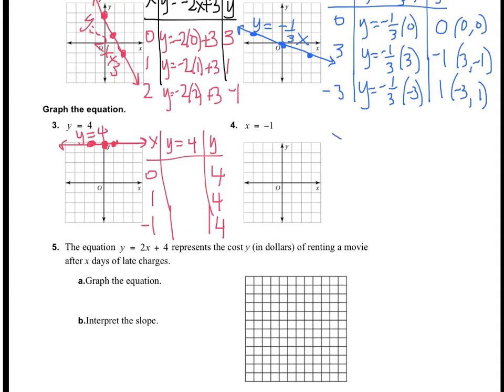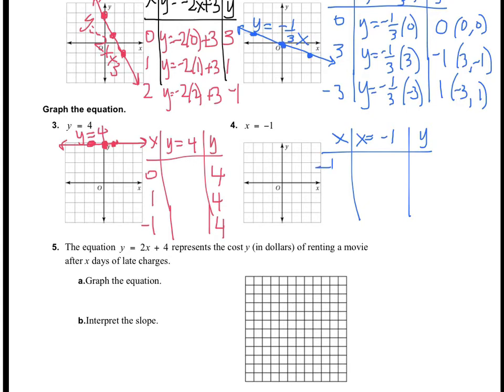Let me make my chart. X equals -1 and y. Now for this one, I actually don't get to pick whatever I want to plug in. I have to pick the number that they tell me to plug in. And in this case, they're telling me that I have to plug in -1. So anything in this column better say -1 or else you're wrong.